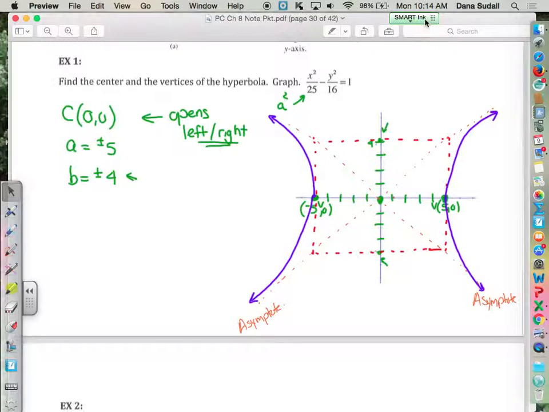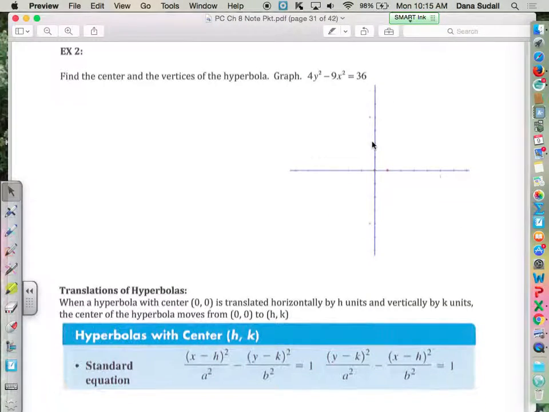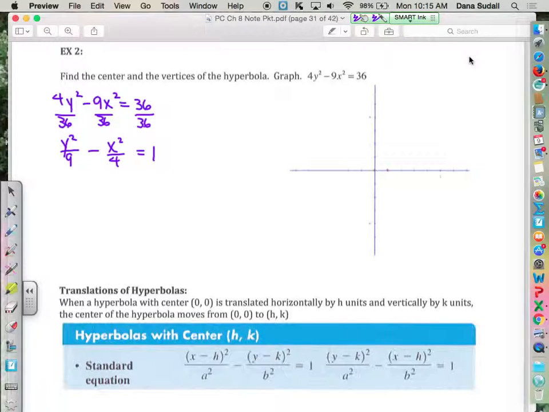So let's try another one here. If you look at the next one, example 2, this one is not in standard form. So just like we had for ellipses, we'll put that in standard form by setting it equal to 1. So if I take that equation and I divide everything by 36, I have y squared over 9, x squared over 4 equals 1.